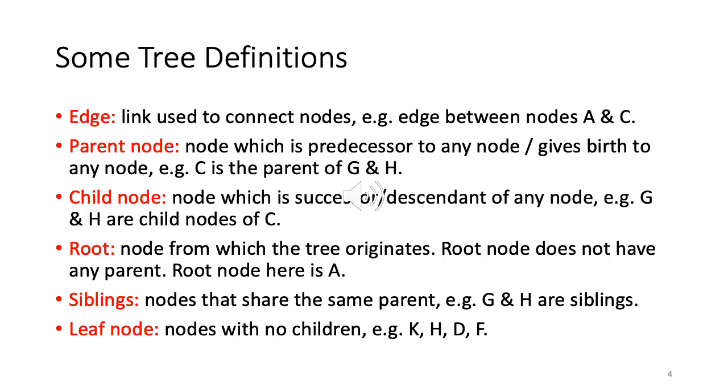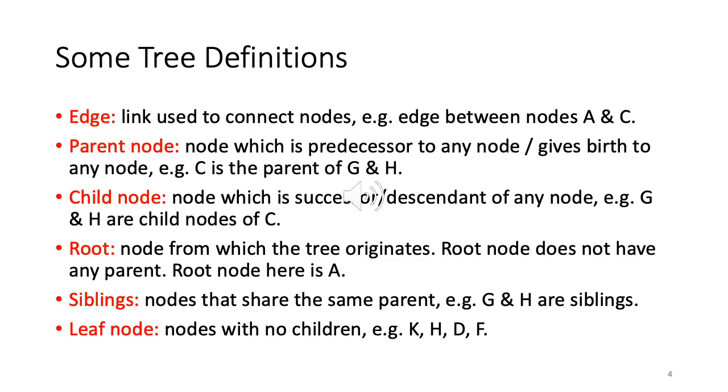If you refer to slide 3, you will see edges between A and C, A and B, B and D, E and J, G and K, and so on. So how do we define an edge? An edge is a link used to connect any two nodes of a tree. The way we implement this link is, of course, we already know, using pointers.